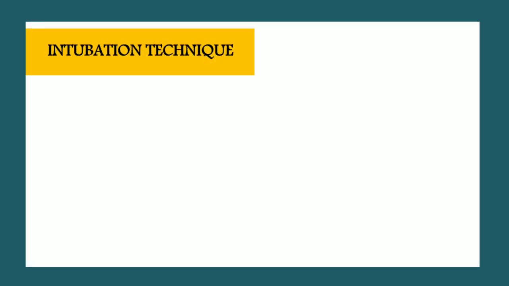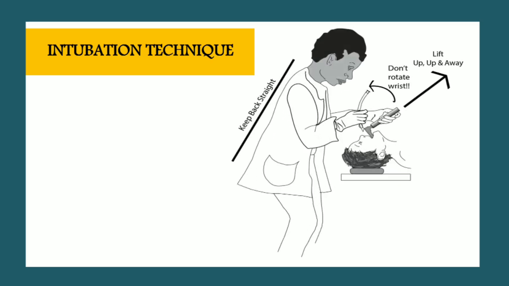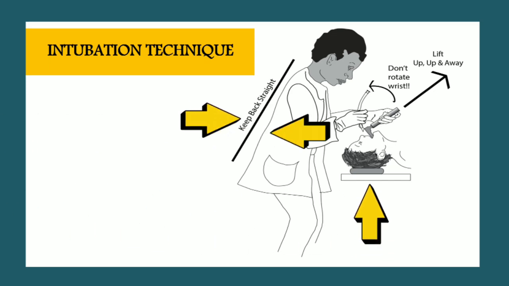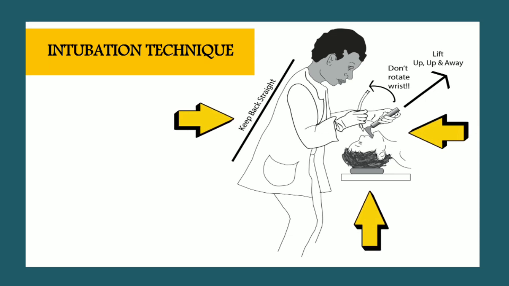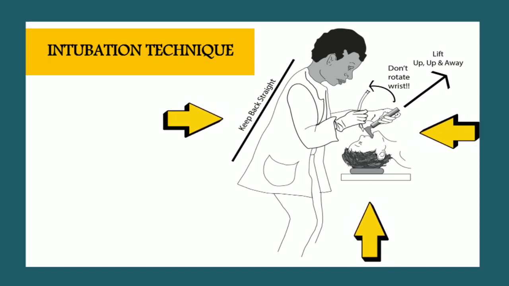The intubation technique has to be maintained properly so that the intubation would be easy and effective. So you should keep your back straight, and while intubating the patient, the laryngoscope should be lifted up and away. It should be facing at 90 degrees and you should not rotate the wrist.